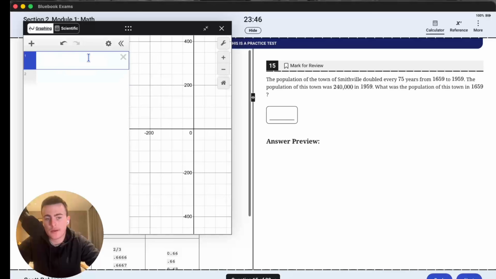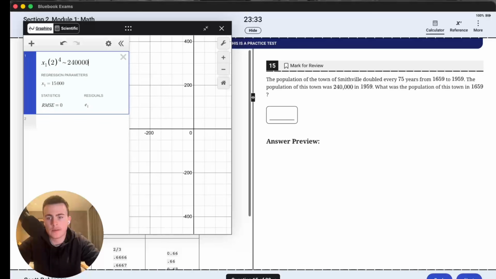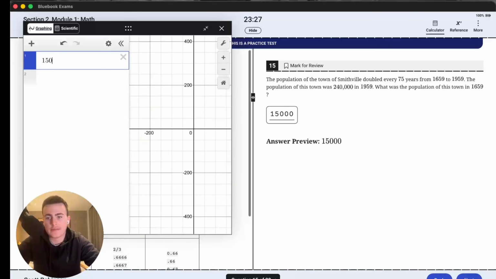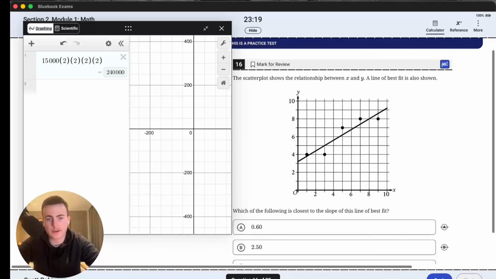So you need a number that doubles 4 times to get 240,000. So you write it as x times 2 to the 4th power equals 240,000. And it was just 15,000. And then let me double check. 15,000 times 2 times 2 times 2 times 2 is 240,000. So that's correct for sure.